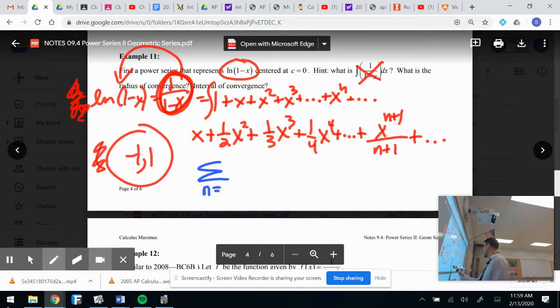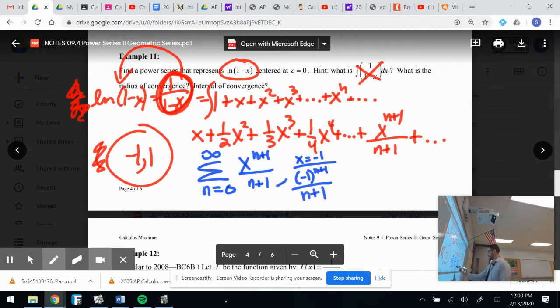This is my little sum here. Am I going to start at 0? Definitely start from 0 to infinity, and I have x to the n plus 1 over n plus 1. So for now, I just got to test this, so that just means I'm going to plug a -1 in there. So let's test x equals -1. I get -1 to the n plus 1 all over n plus 1.